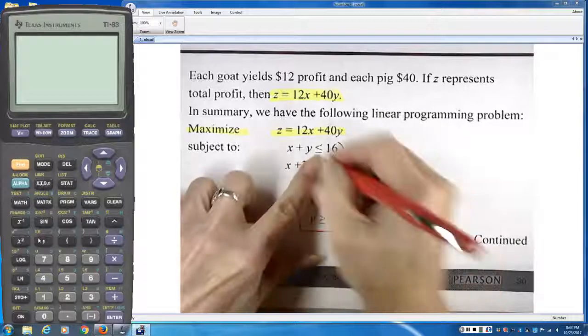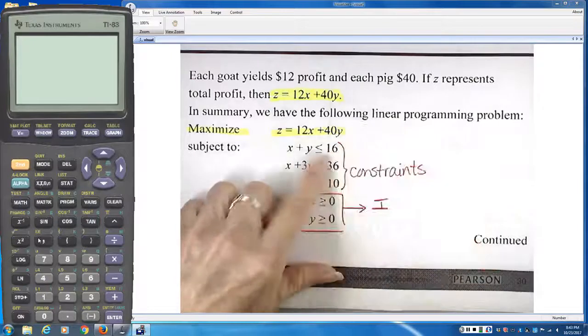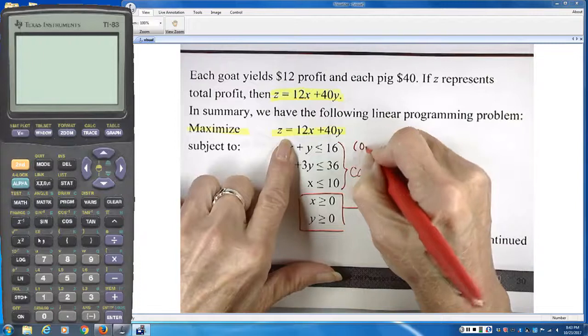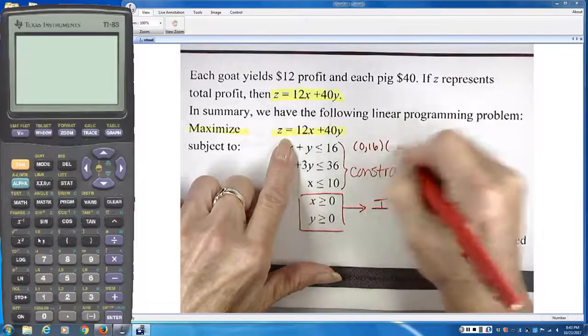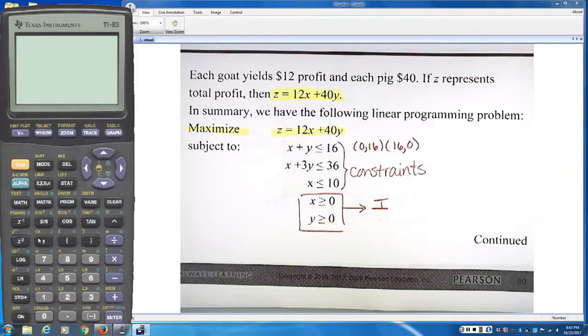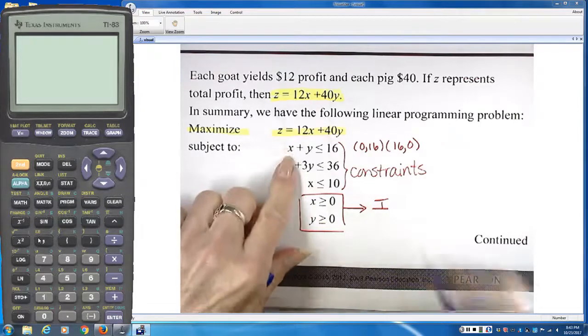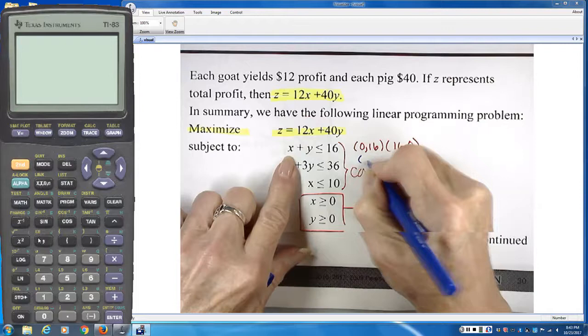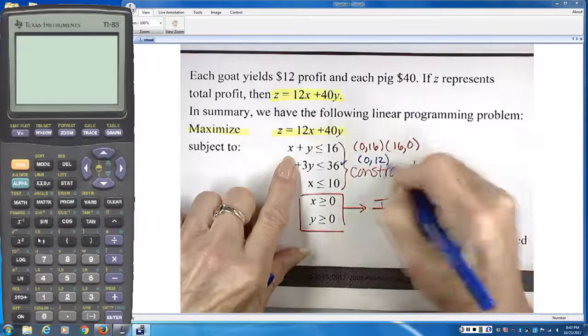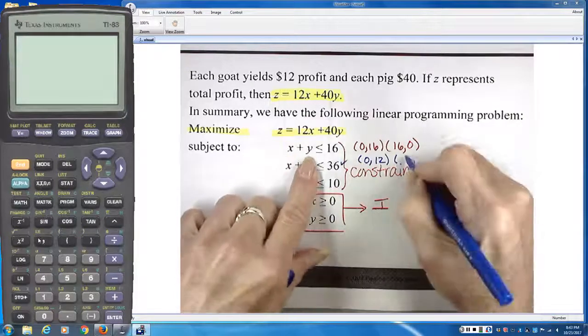So just for the things that I know from looking at this, the x and y intercepts here would be 0, 16, and 16, 0. If x is 0, y is 12 for this one. And if y is 0, x is 36.